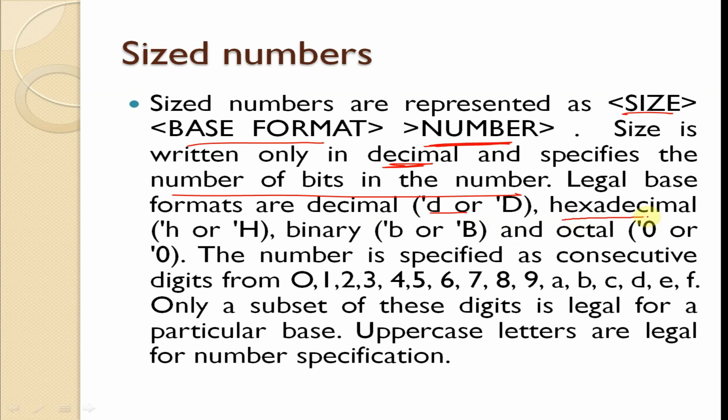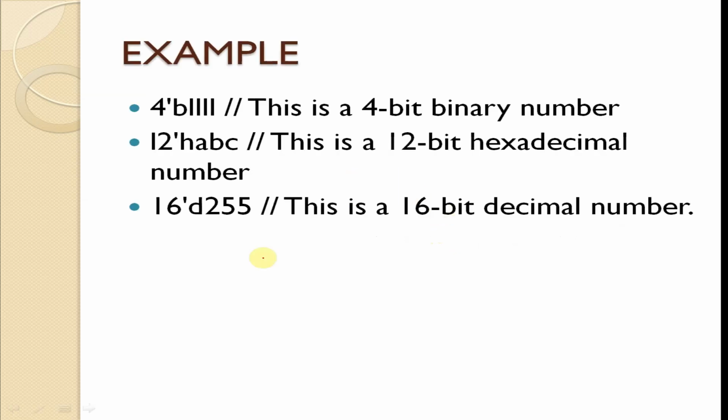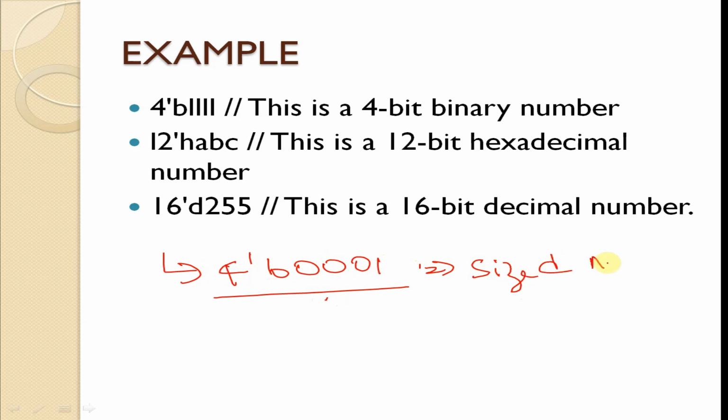So we have base formats like hexadecimal, binary, and octal. We will go to the example directly if you want. So for example, 4 tick binary 0001. So this is a sized number.